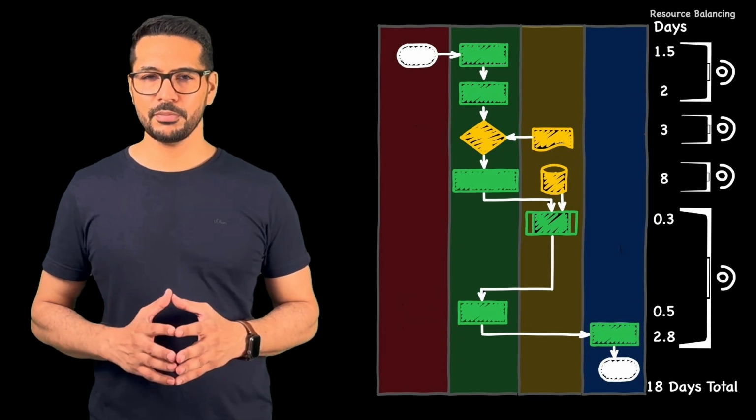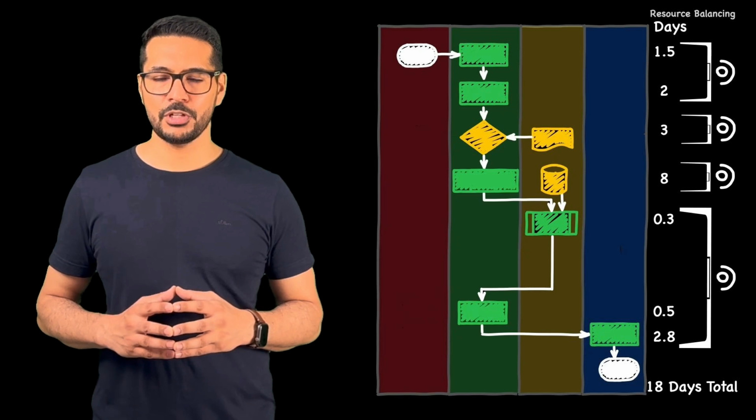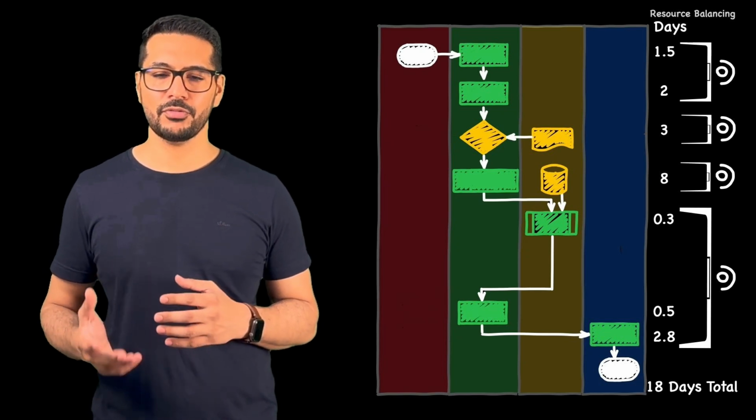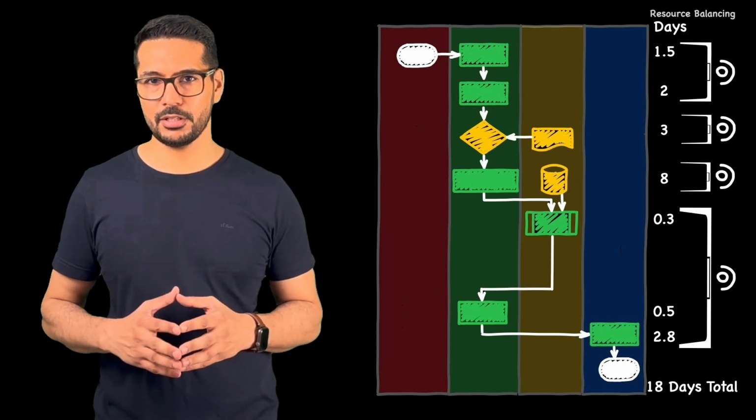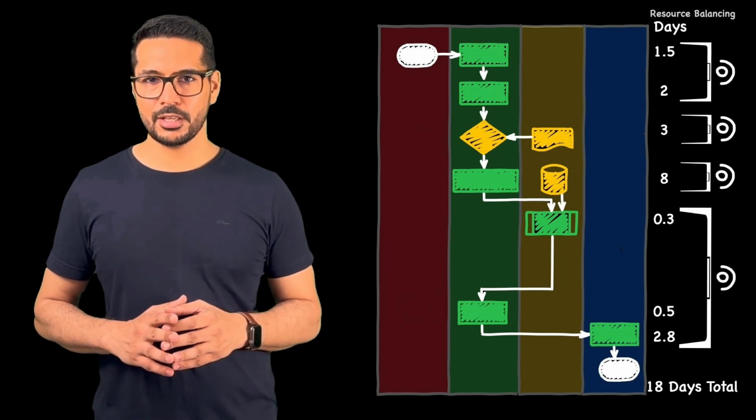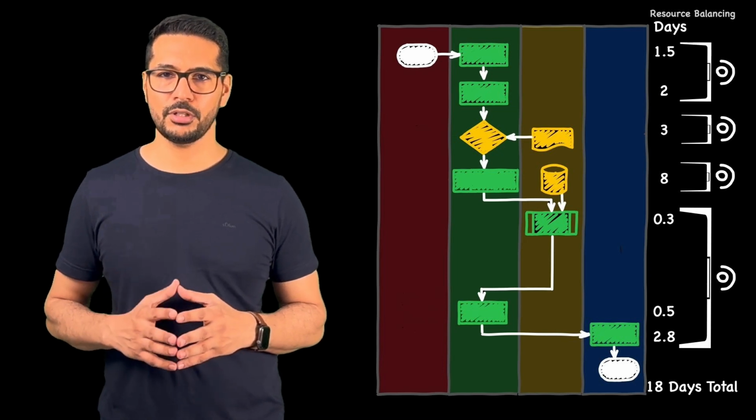So in this example, you can see that there are 7 tasks which need different time from 1.5 days to 2.8 days, and in total the total time is 18 days, and these tasks are being performed by 4 employees.